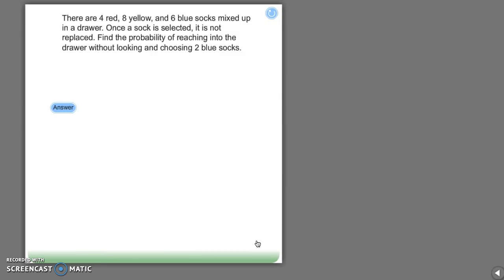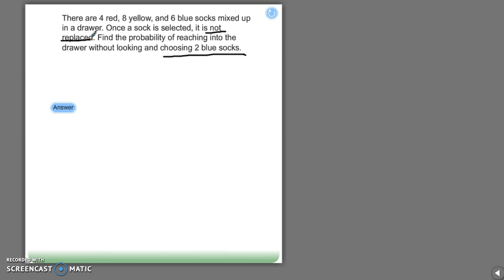Okay, so this problem, there are 4 red, 8 yellow, and 6 blue socks mixed up in a drawer. Once a sock is selected, it's not replaced. Find the probability of reaching into the drawer without looking and choosing 2 blue socks. The key word in this story problem is not replace. So I'm not putting my socks back into the drawer. I'm taking 1 out and I'm leaving it out.